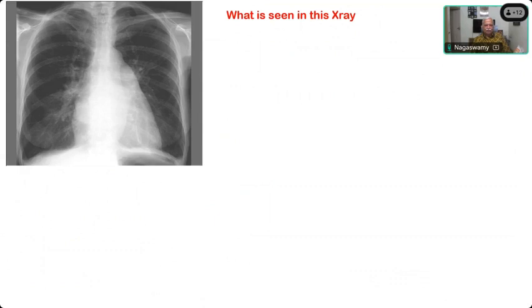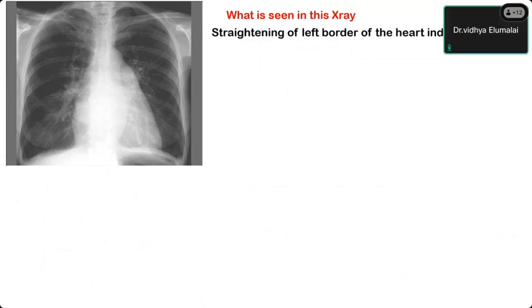It's seen in this X-ray. Very easy one. How does the left border of the heart look? Straightening of the left heart border, indicative of mitral stenosis.